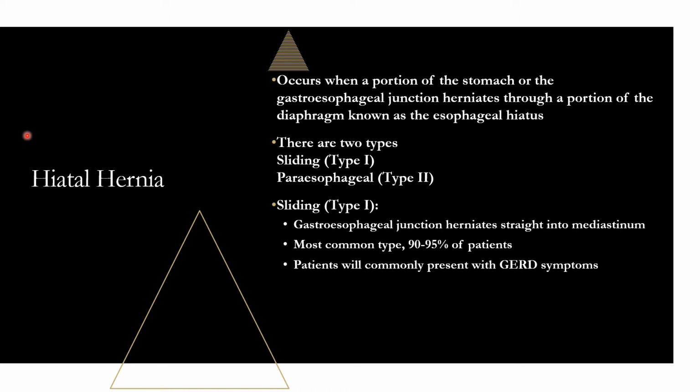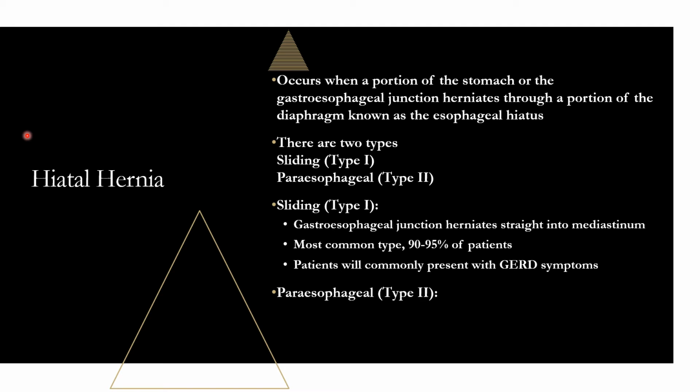Now, why do these patients have GERD symptoms? Well, what you need to understand again is that the gastroesophageal junction, including the lower esophageal sphincter, is going to herniate straight up and away from the diaphragm. Now, why is that important? Well, the lower esophageal sphincter and the diaphragm actually work in a synergistic way, where the diaphragm augments and increases the strength of the LES. So when the LES is being pushed away from the diaphragm, it doesn't have that extra strength of the diaphragm keeping it clamped shut, keeping that gastric acid out, and this can lead to reflux and GERD symptoms. So that's why in sliding type 1, you'll see those GERD symptoms.